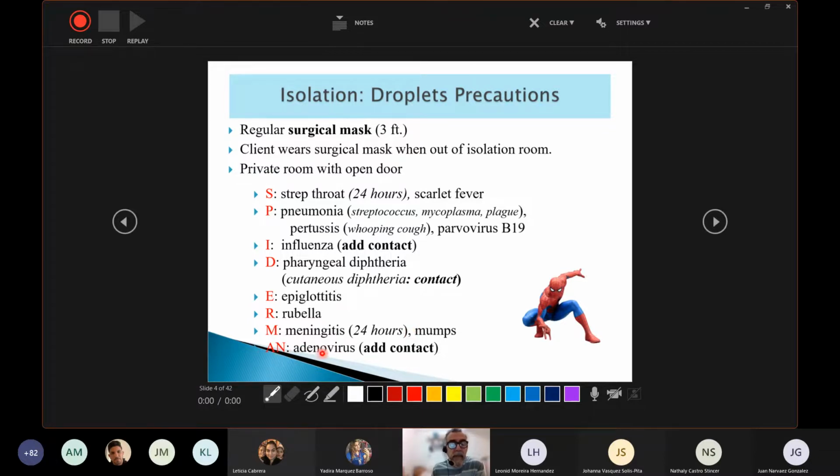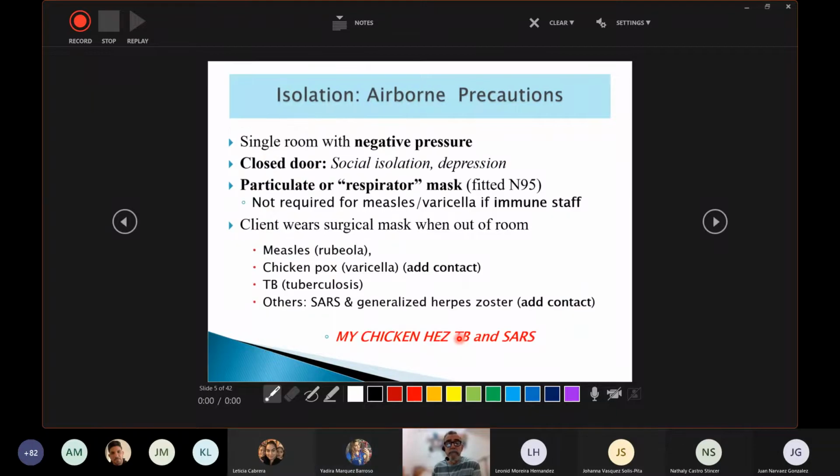And AN is the adenovirus. Adenovirus is a group of viruses that produce mainly the common cold. Common colds are more common than influenza. So the one that you have 3-4 times per year is probably adenovirus, and it also requires contact. So both flu, which is rare and has a vaccine, and the common cold, which has no vaccine and is more common, require droplets and contact. And again, you need to memorize that.